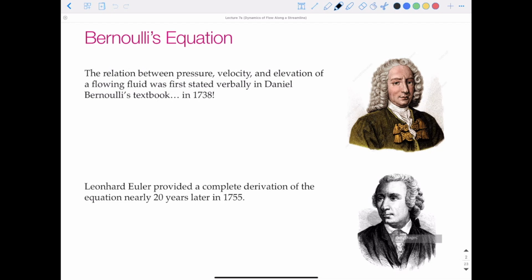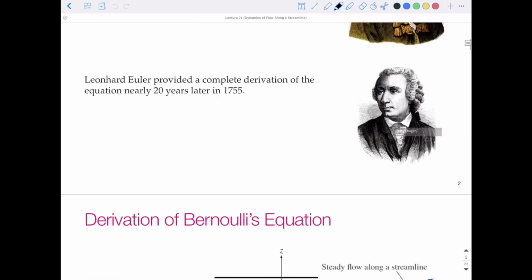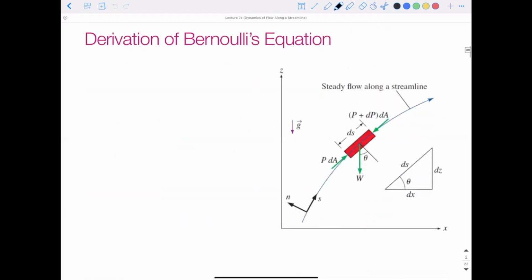And then Leonard Euler, famous mathematician, came a little bit later, and he provided the complete derivation of the equation 20 years later. So what is this Bernoulli's equation?